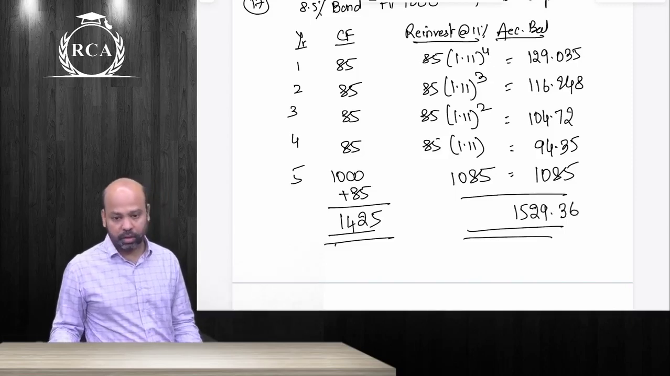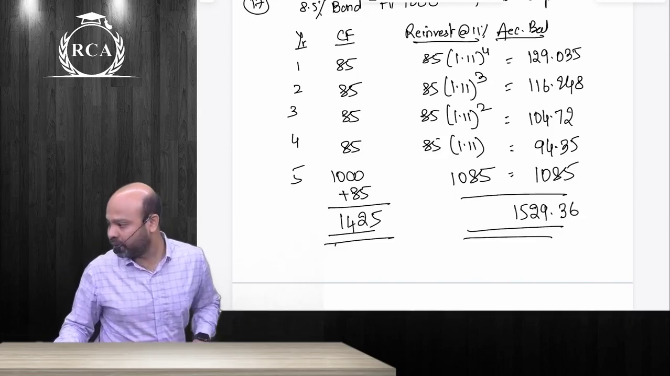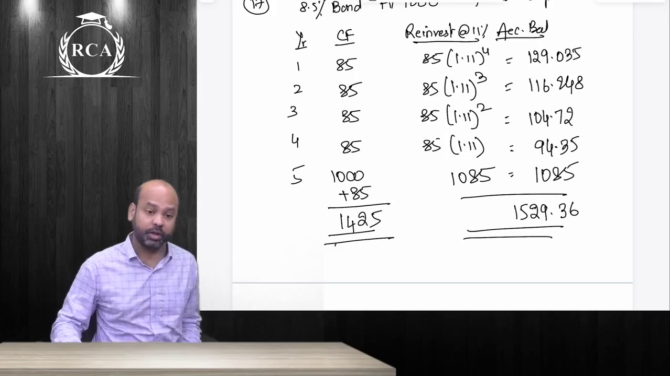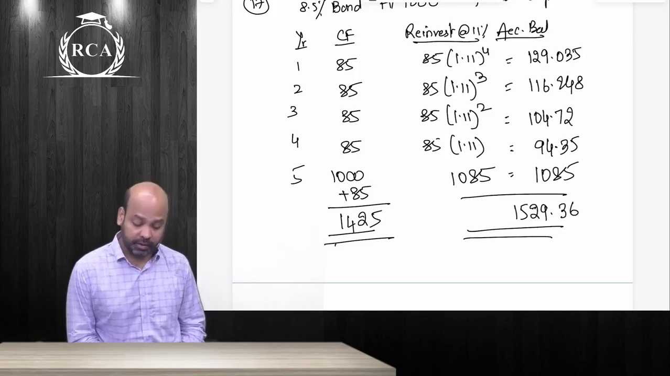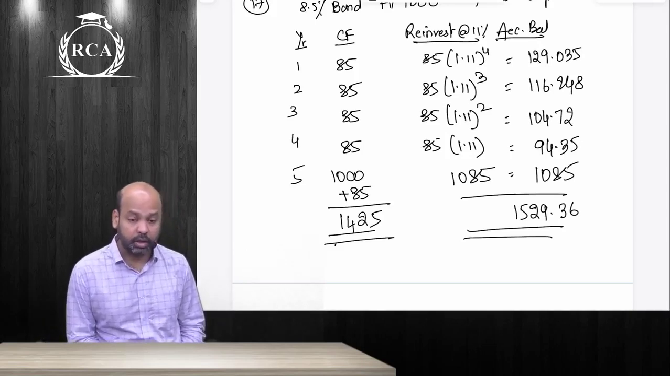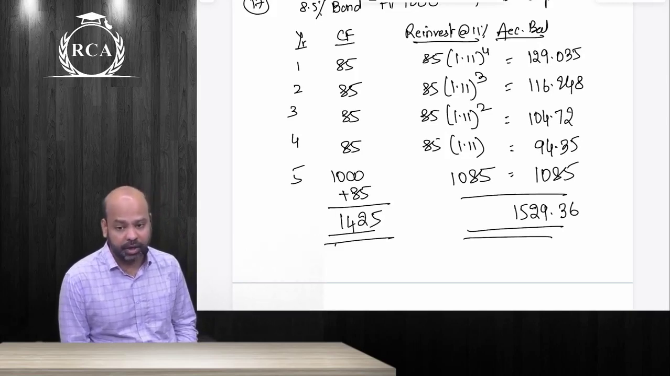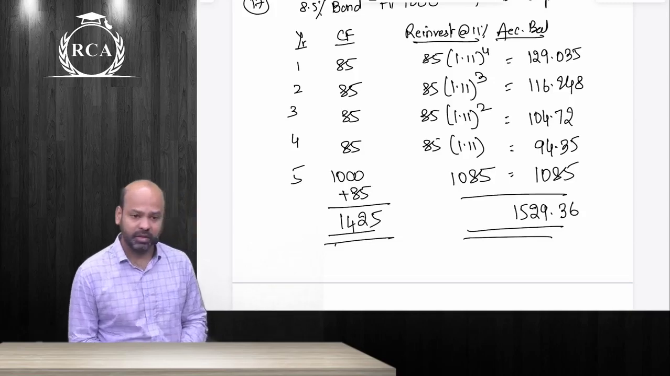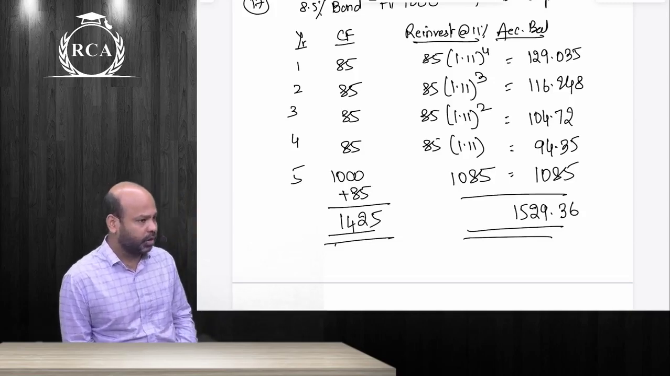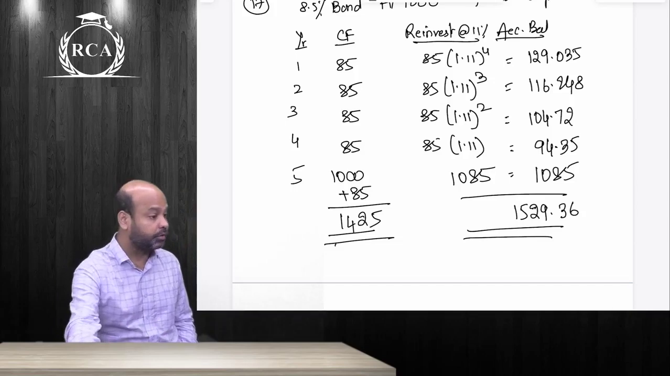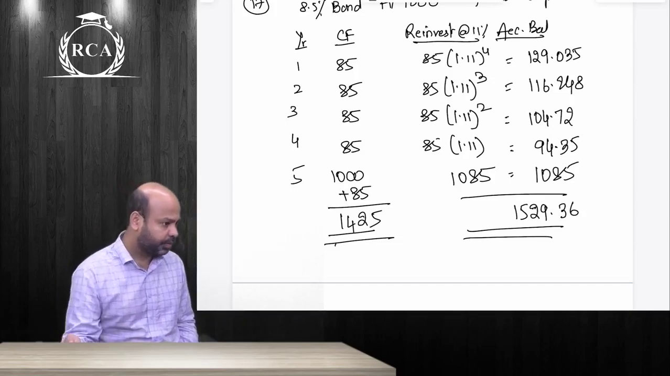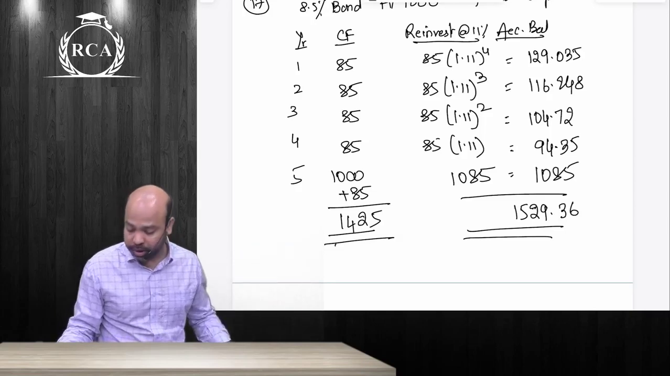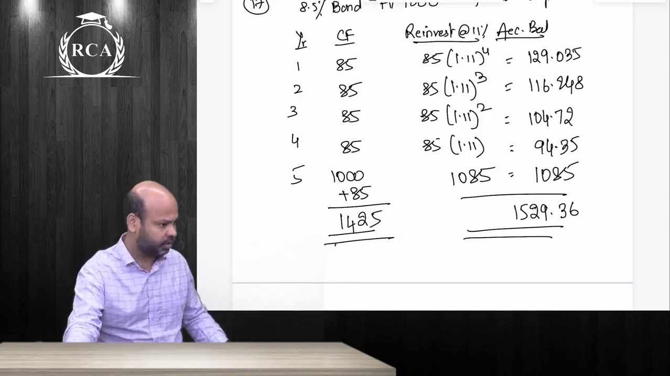1529.36. The total accumulated balance after reinvesting cash flows, beta, will be 1529.36. Without reinvesting, your cash flow will only be 1425. The differential, beta, will be your reinvestment income, 104.36. If you do not reinvest, you will not be able to effectively generate a return of 11%. That return of 11%, beta, is only contingent upon you being able to reinvest at 11%.